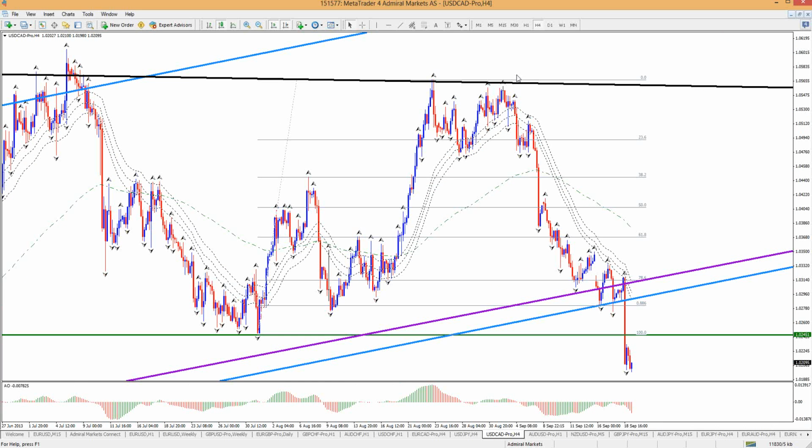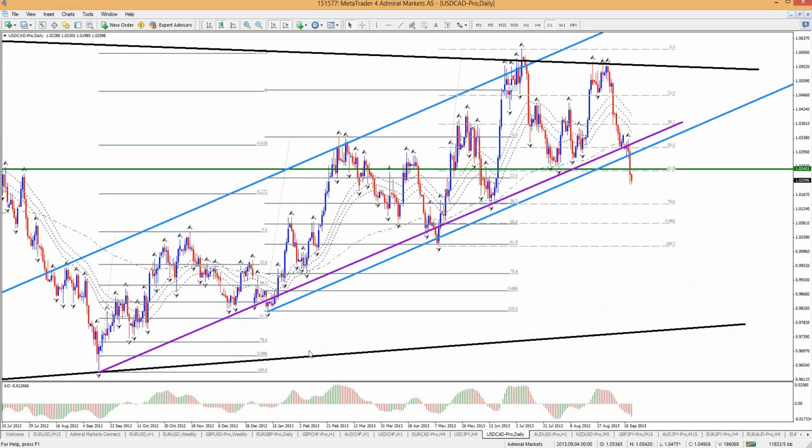Dollar CAD broke to the downside, breaking this 1-year-old uptrend channel. Always sad to see such a beautiful uptrend channel being broken, but what can you do? It is getting broken right now.